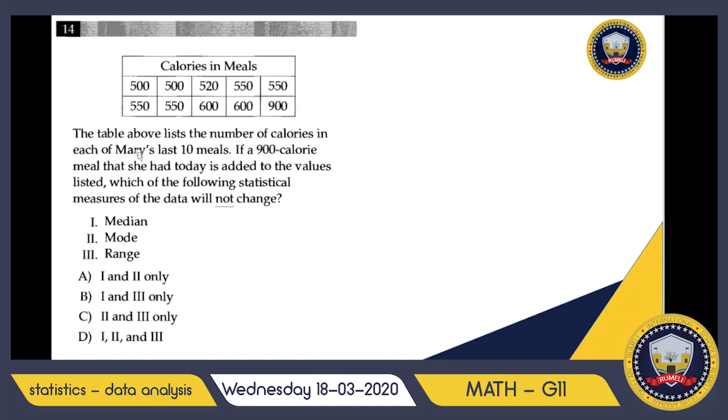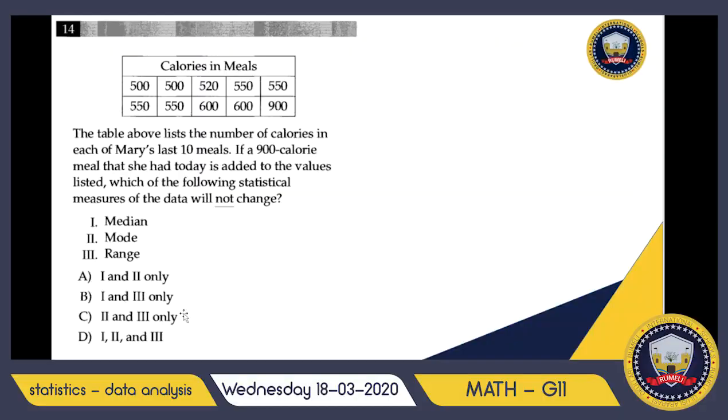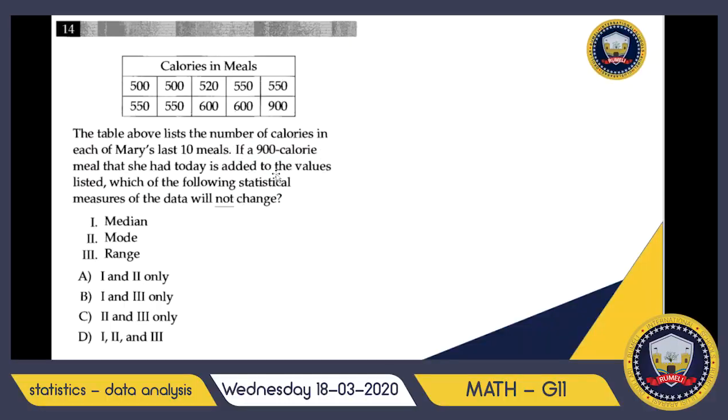After adding this new value, n now is an odd number, which is 11. So immediately we will take the sample with the index, which is 6 in this case. So again the median is 550. So D will be the appropriate answer for this question. But we have to notice, guys, that this is a special case where we added a value and still have the median, the mode, and the range unchanged.